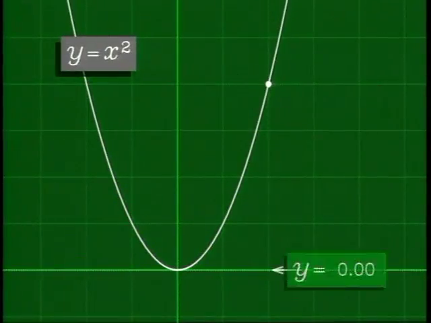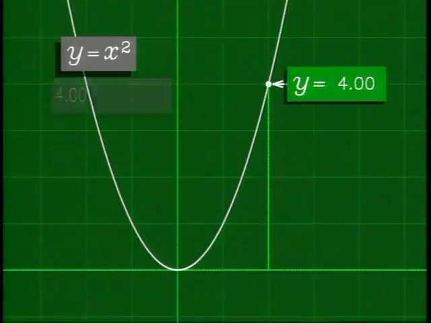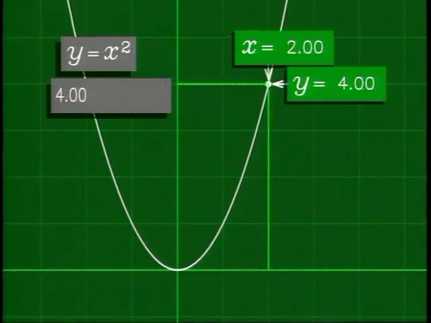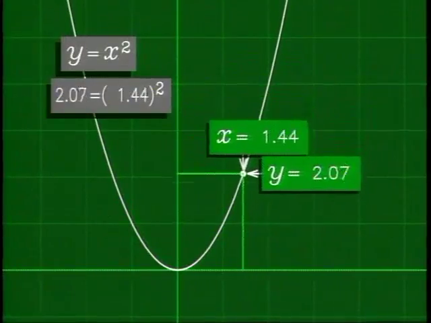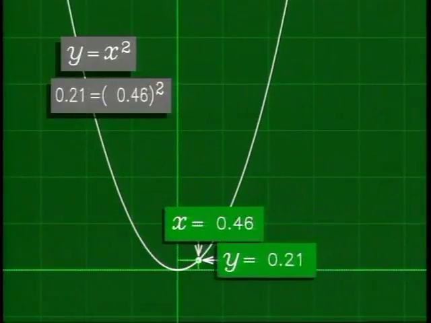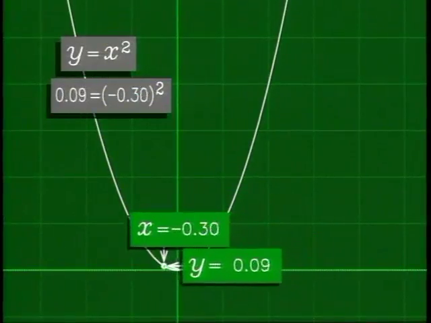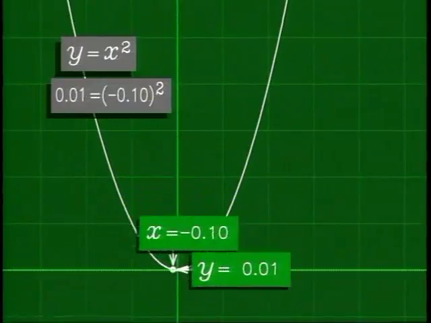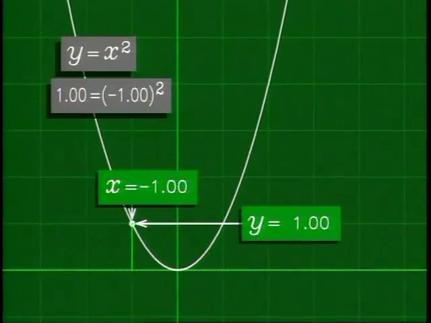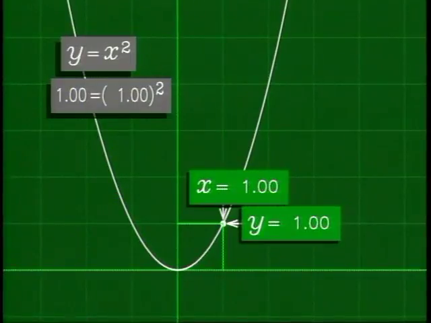For any point on the curve, the vertical coordinate y is equal to the square of the horizontal coordinate x. The curve passes through the origin and is symmetric about the y-axis. The equation does not change when x is replaced by negative x.